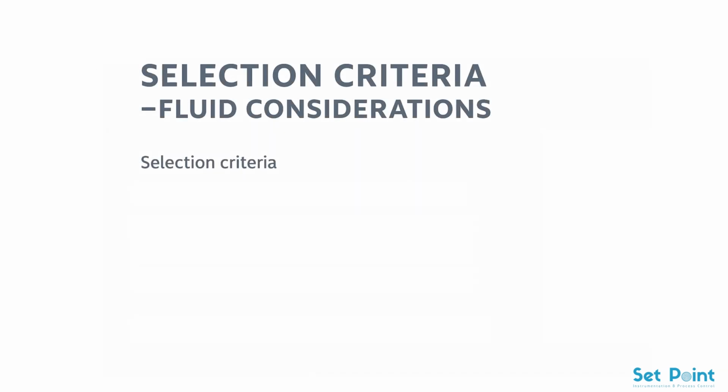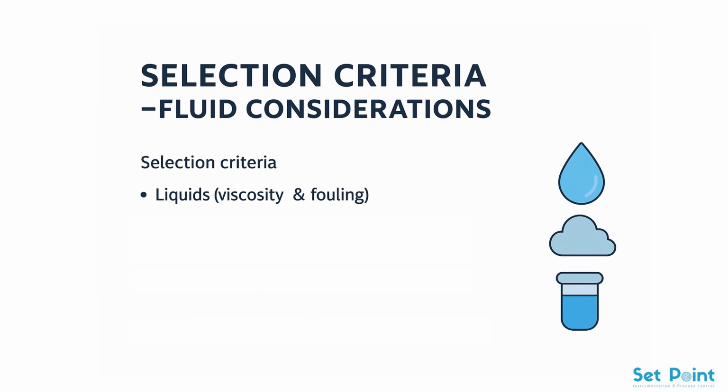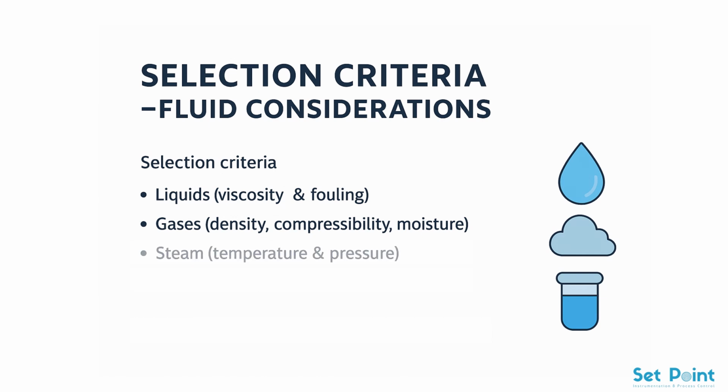Selection criteria, fluid considerations. Selecting the correct Annubar requires detailed knowledge of the process fluid. For liquids, viscosity and potential fouling must be considered. For gases, density, compressibility, and moisture content are important. For steam, temperature and pressure ratings must be carefully checked. Always select probe material compatible with the fluid, for example, stainless steel for water and steam, or special alloys for corrosive gases and acids.